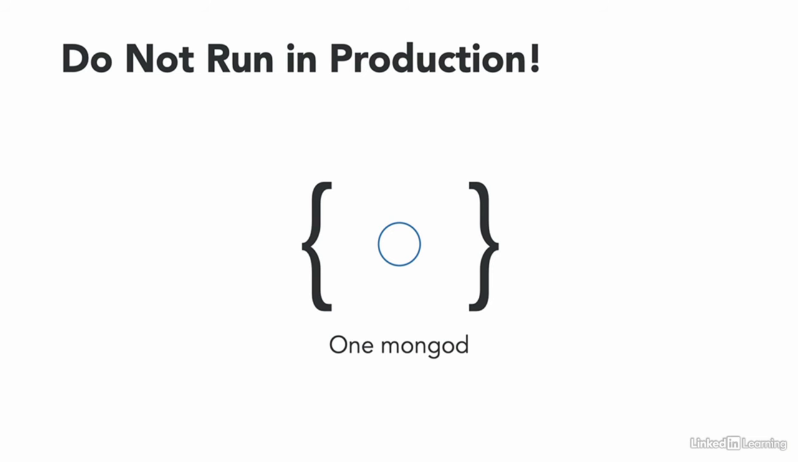If you were to run this in production, anything happened to this one process, your database would be completely down. And if the hard drive were to break, your data may even be completely lost. We'll talk about how to avoid these issues in the next video.